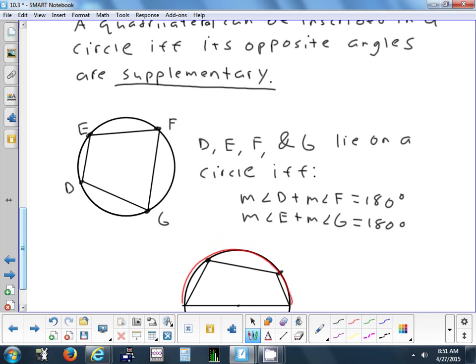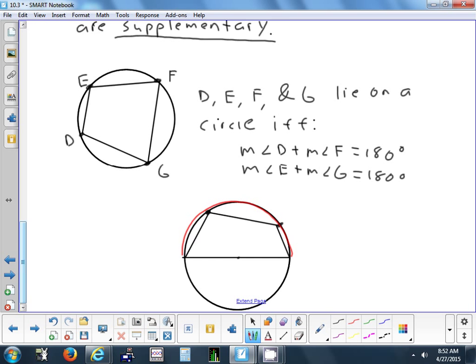Okay, any question on that theorem? So that's going to be our last theorem. We'll try a couple of problems and we'll finish up with this one.